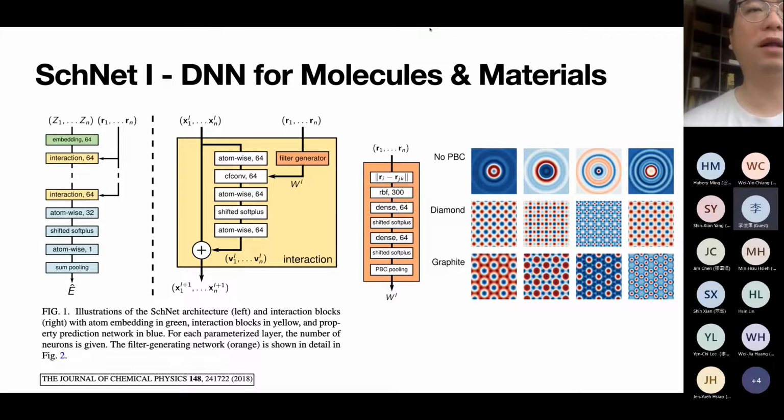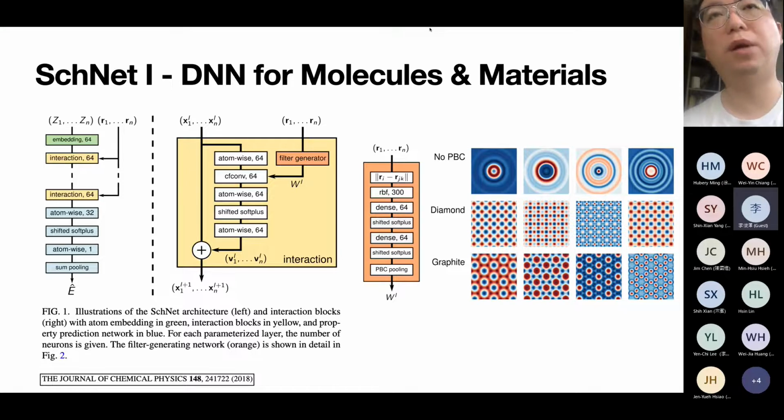So the way it works, now let's look at the left-hand side. The architecture of the system is all the way on the left. There's a green layer which embeds the information of each atom and its chemical species as a series of vectors, R, plus some nuclear charge information, and then it's fed into an interaction block, the yellow block.